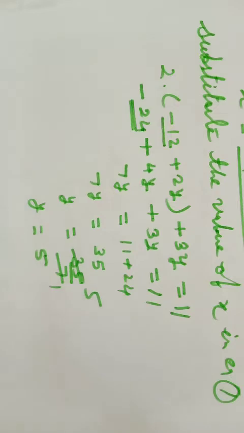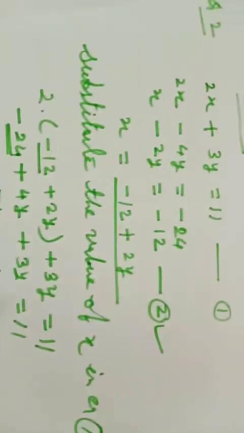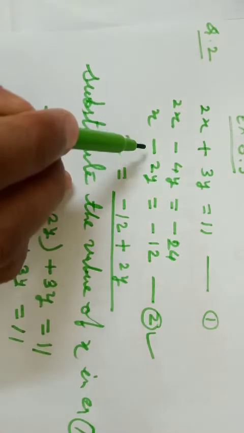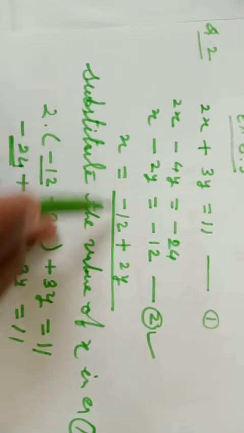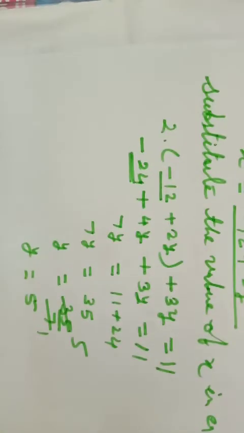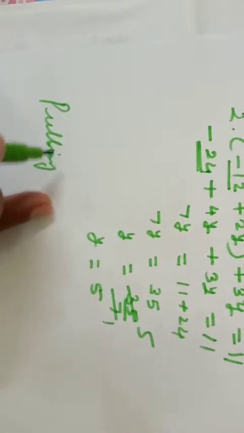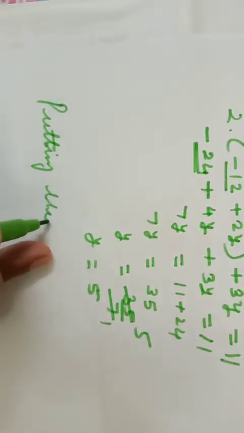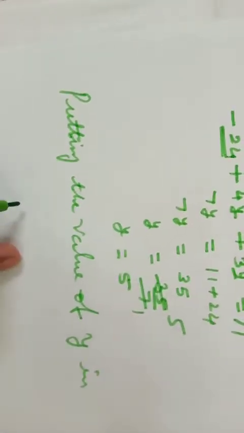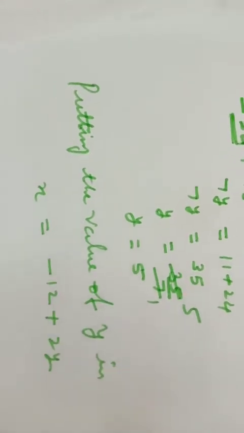Now we should get the value of x. Now put the value of y in linear equation number 1 or in linear equation number 2. If we are putting the value of y in linear equation number 2, we already get the value of x is here minus 12 plus 2y, so substituting the value of y in x is equal to minus 12 plus 2y.